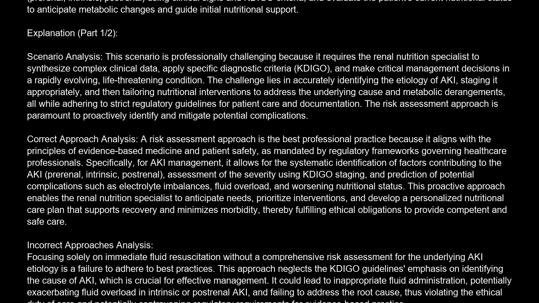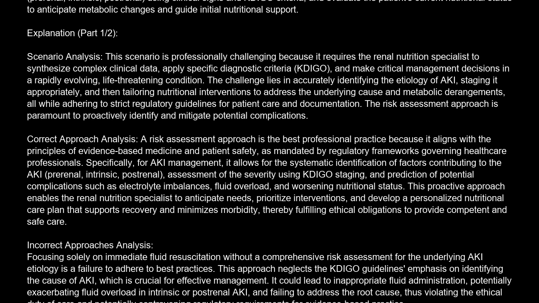Explanation. Scenario analysis. This scenario is professionally challenging because it requires the renal nutrition specialist to synthesize complex clinical data, apply specific diagnostic criteria, KDIGO, and make critical management decisions in a rapidly evolving, life-threatening condition.